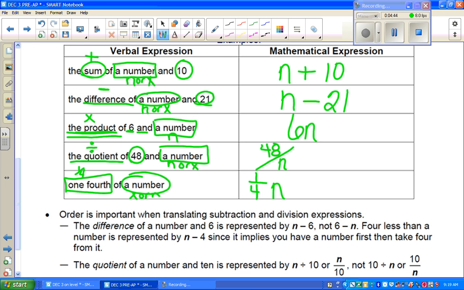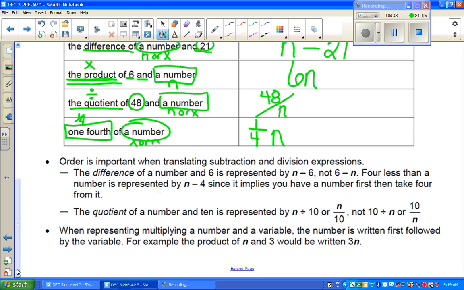The order is important in translating subtraction and division expressions. Please read this and note. This is very confusing. The difference of a number and 6 is represented by n minus 6, not 6 minus n. Similarly, 4 less than a number is represented by n minus 4, since it implies you have a number first, then take 4 from it.